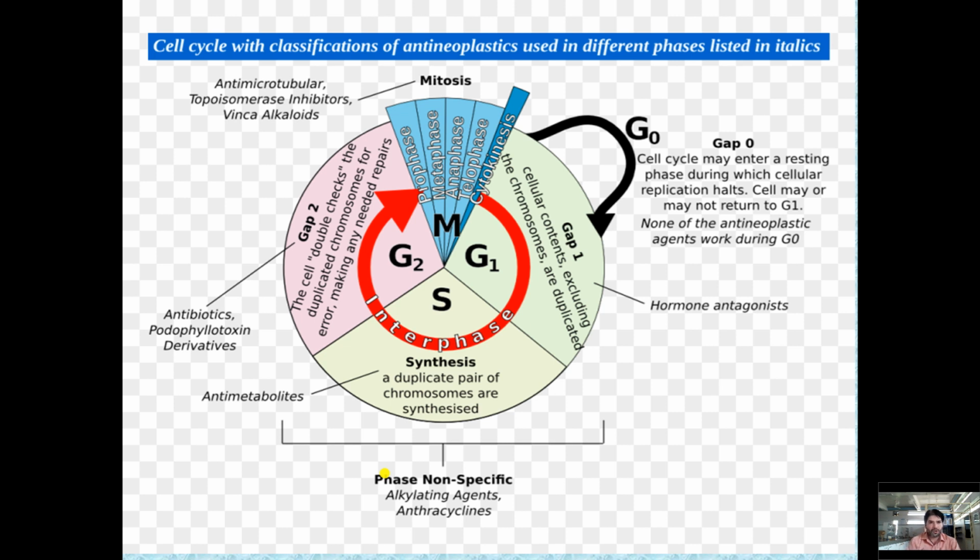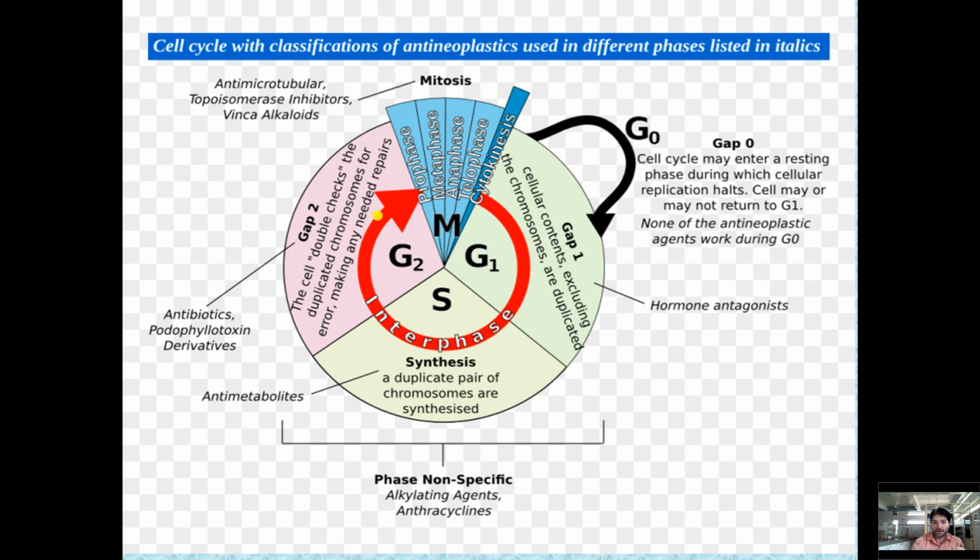So, I would like to revise what we discussed in the previous lecture. There is a cell cycle with the classification of anti-neoplastic agents using the different phases listed. Okay. So, there are a total of 4 phases: G0 phase you can see here, then S phase, the synthetic phase. Most of the antimetabolites affect the S phase, then the G2 phase, on which antibiotics and podophyllotoxin derivatives give their effect.